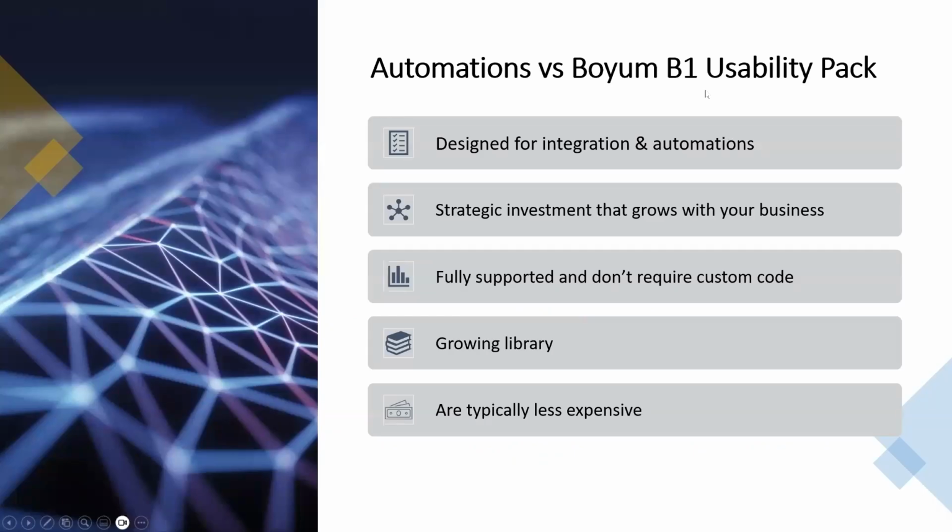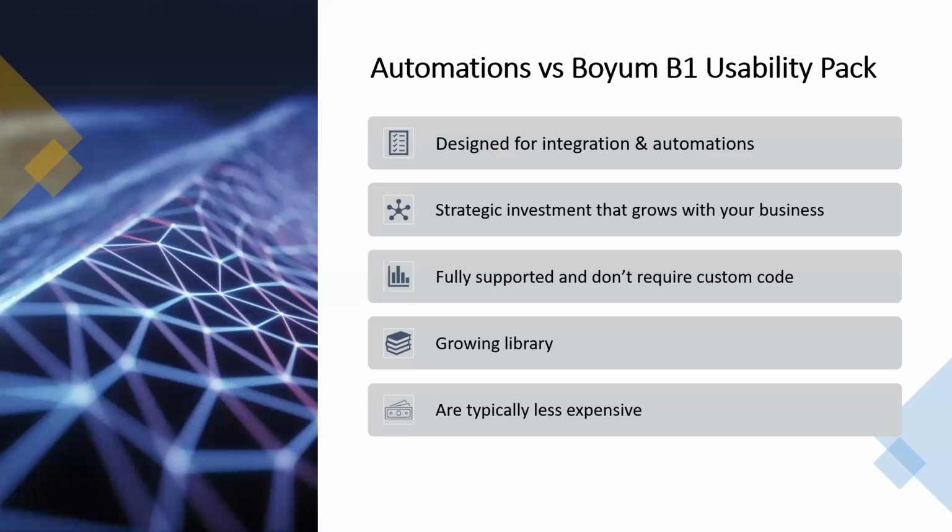Now, many of you may have Boyum's B1 Usability Pack, what we refer to as B1 Up. It's designed for integration and automations also, but there's a strategic investment that grows with your business, and it's fully supported and doesn't require any custom code when you use automations for Business One from Vision 33. That library is growing, and it's typically less expensive than trying to code automations with the Boyum B1 Usability Pack.